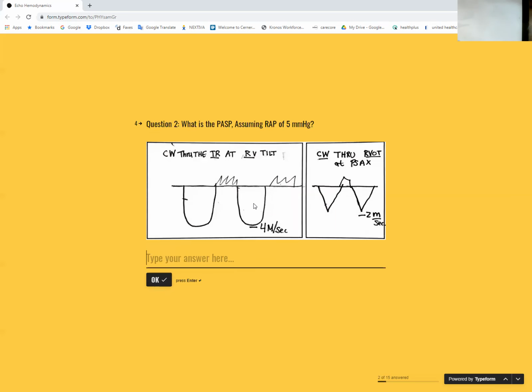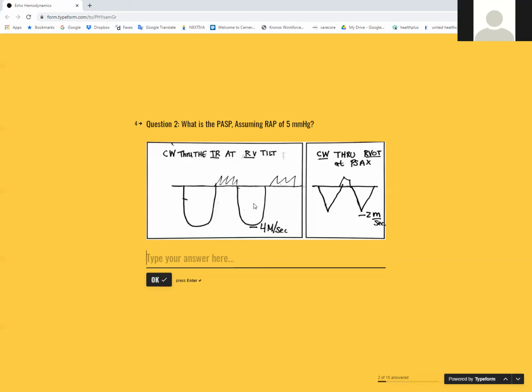Okay, so this is my own drawing. What is the pulmonary arterial systolic pressure? Anyone can shout out the answer. We should do it Family Feud style, and somebody gets to steal. Does anyone have an answer? I'm gonna use my blackboard.